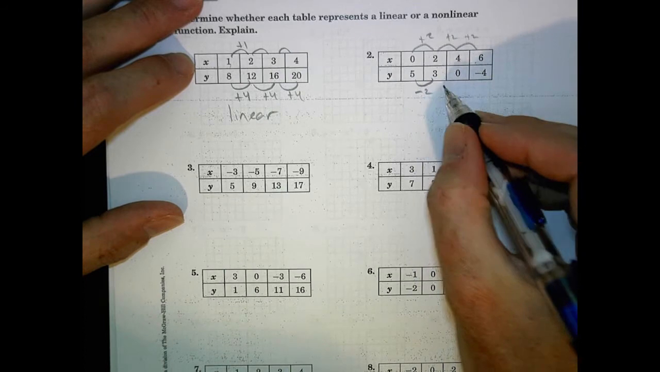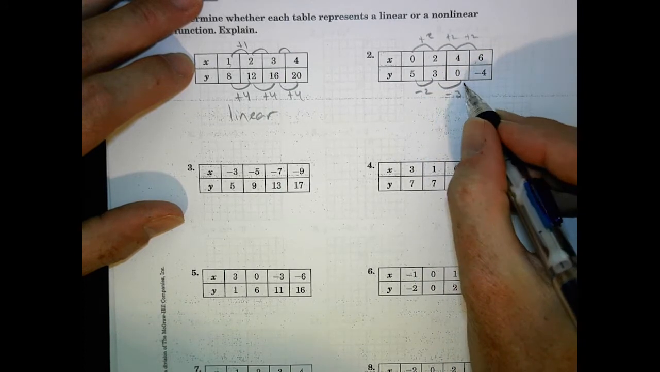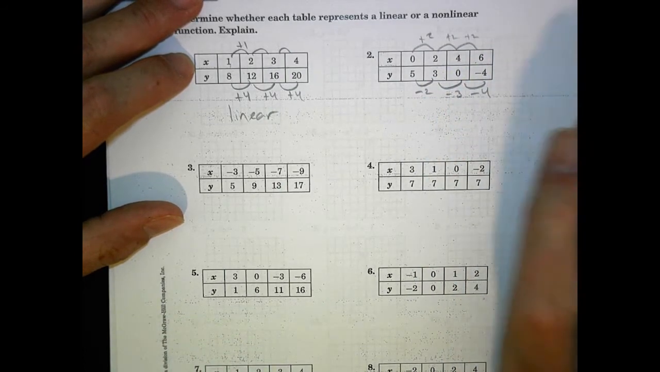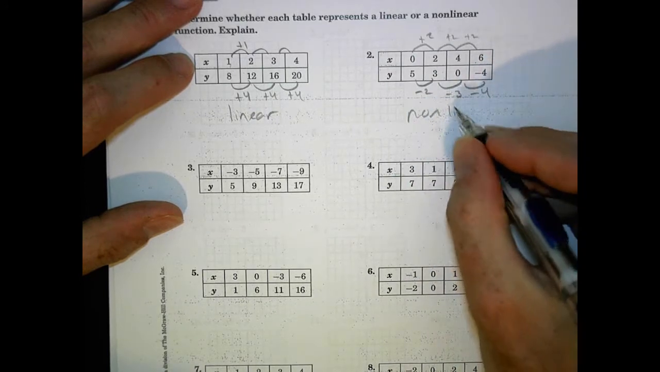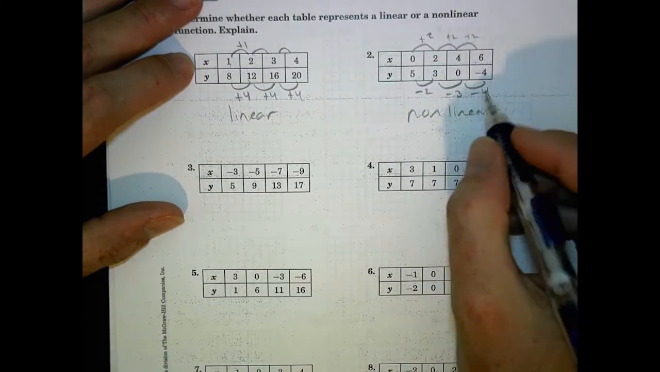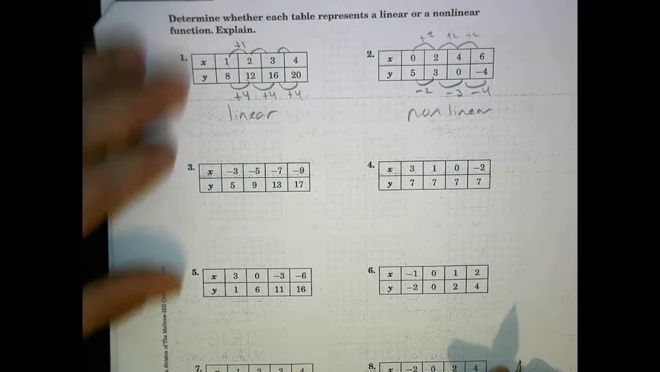Here we're going down 2, going down 3, down 4. So that is going to be nonlinear. Right? It is a pattern, but it's not linear.